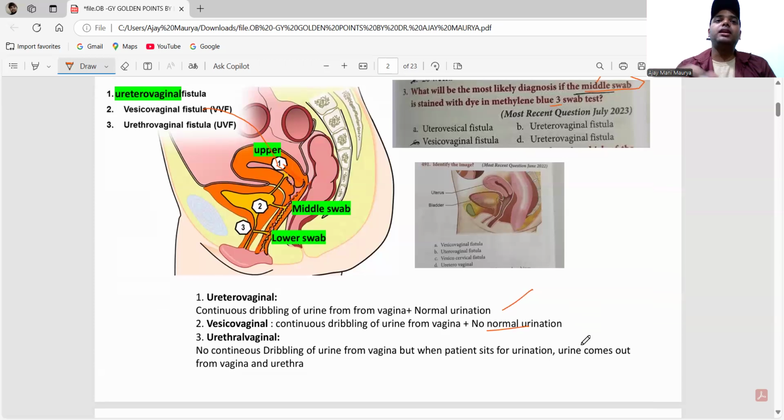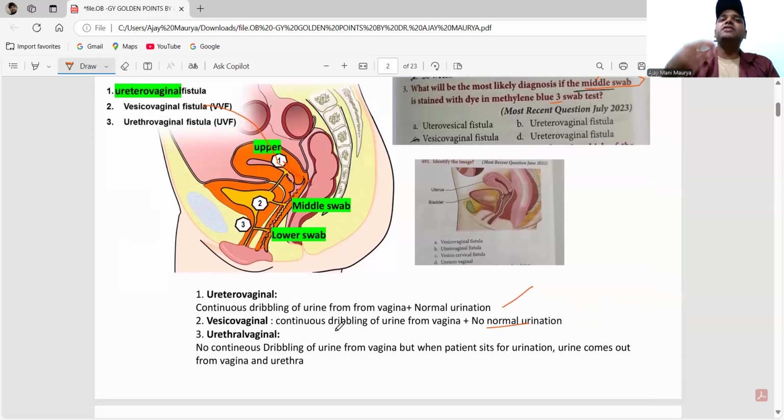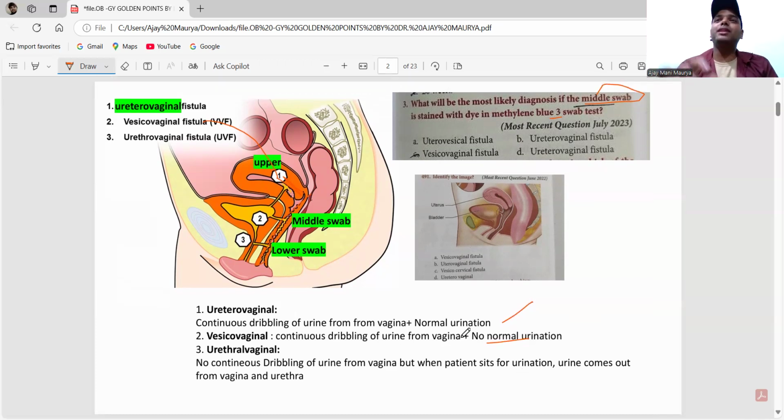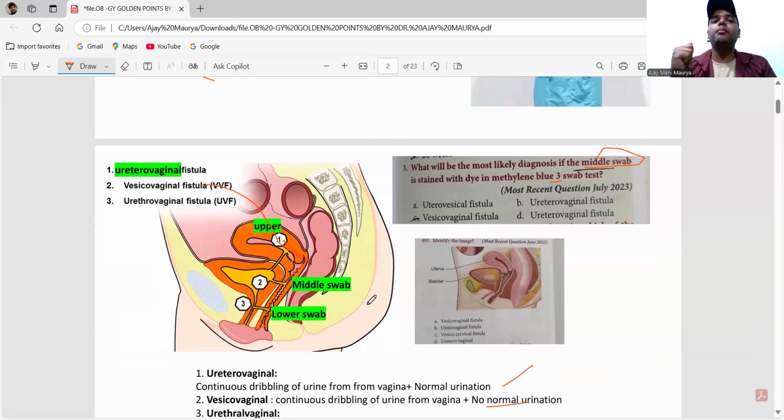Okay, now here, guys, urethrovaginal. There is no continuous dribbling of urine. Because you know what? The patient sits for urination and urine comes out from the vagina and the urethra, because the urethra is connected to the vagina. That's why. Okay, now see here, this is going to be the fistula, guys. Please remember that one. Okay, now no more doubts.